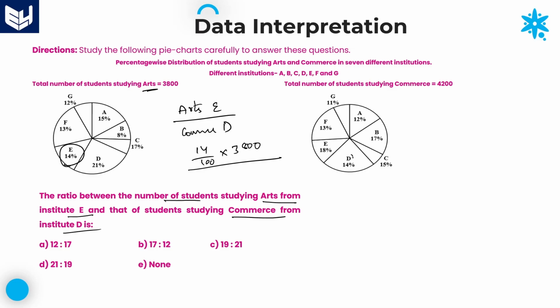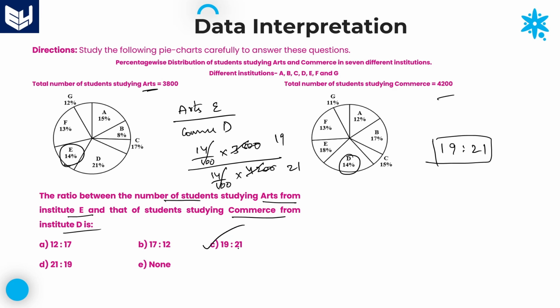And the denominator, Commerce Institute D, which is also 14%. 14% of the total value in commerce, that is 4,200. Now 14% will cancel. Two zeros cancel. And next 2 nineteens, 2 twenty-ones. Therefore, the required ratio becomes 19 is to 21. Look at the options. Option C is the right answer.